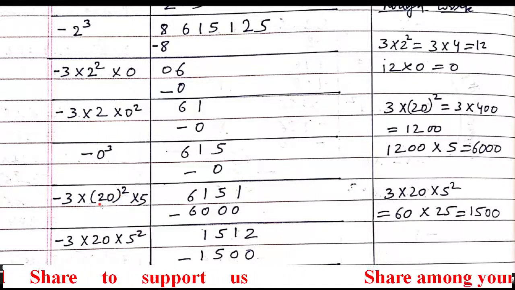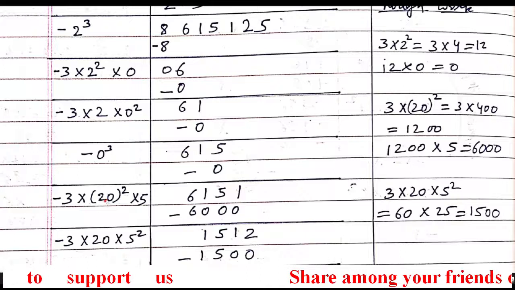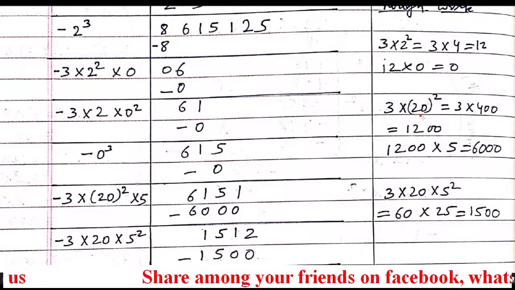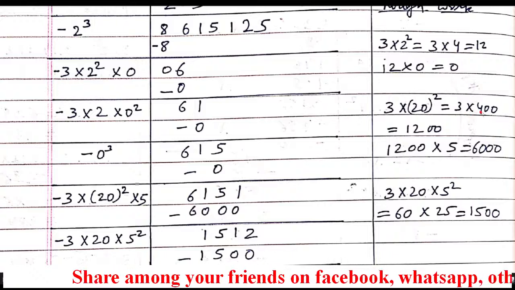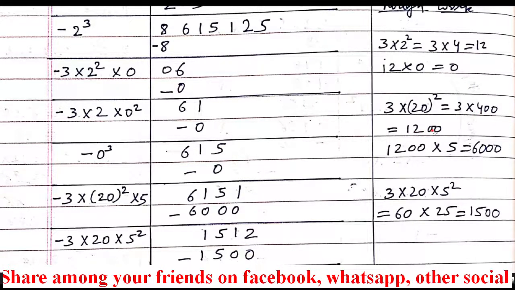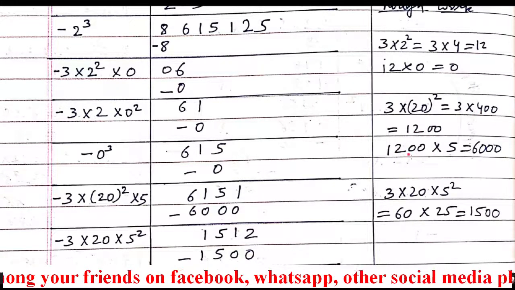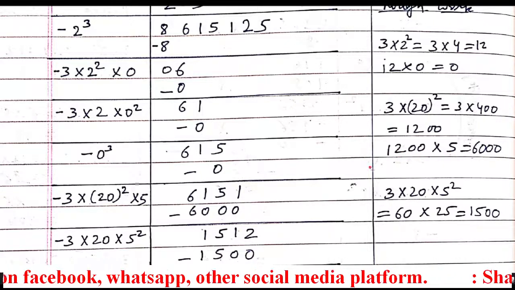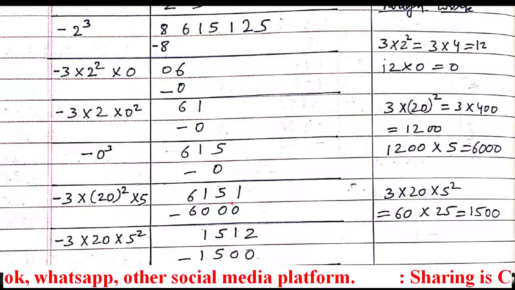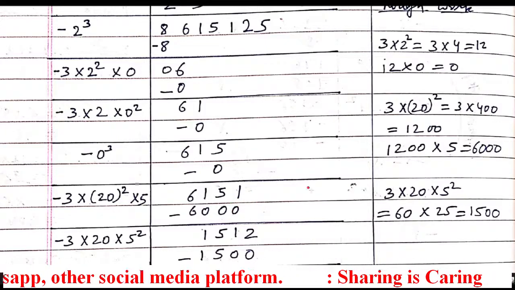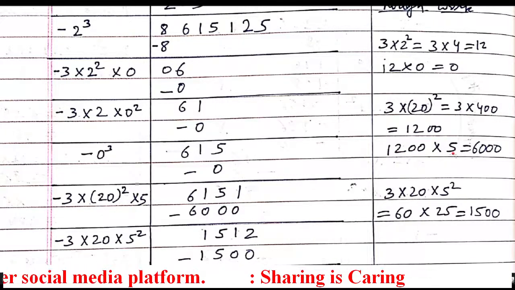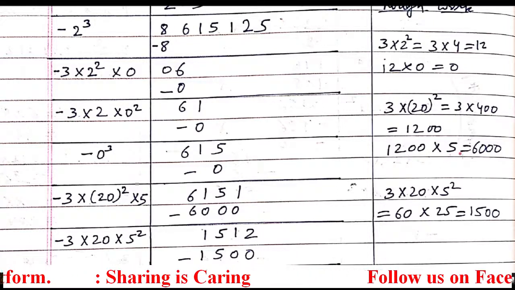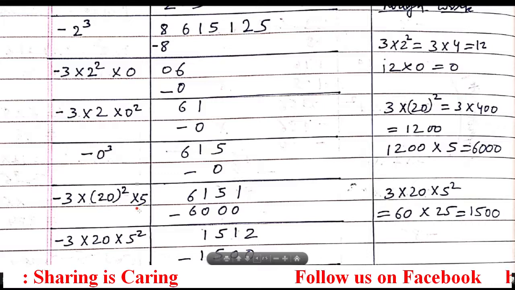So first find out 2 into 20 square, how much is the answer, then according to that we will select the number here. So 3 into 20 square is 3 into 400, and multiplied you will get 1200. So you have to think that 1200 should be multiplied by which number, so that the product is either 6151 or a little bit less than it. So when you think, automatically 5 will come as the answer. When we multiply them, we will get 6000. So the selected number is 5.